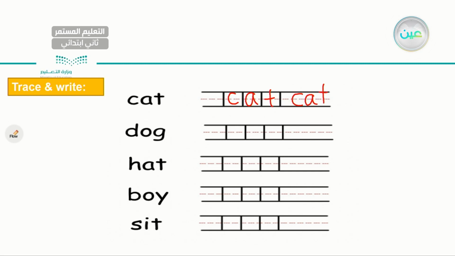Okay? And then I will join them to write the word cat. Very good. Next one, I have dog. Again, same. D, O, G. Okay? Try to write between the lines. Dog. Very good. Let's try hat. H, A, T. Hat. Very good, my dear student. Okay, let's practice more writing now.